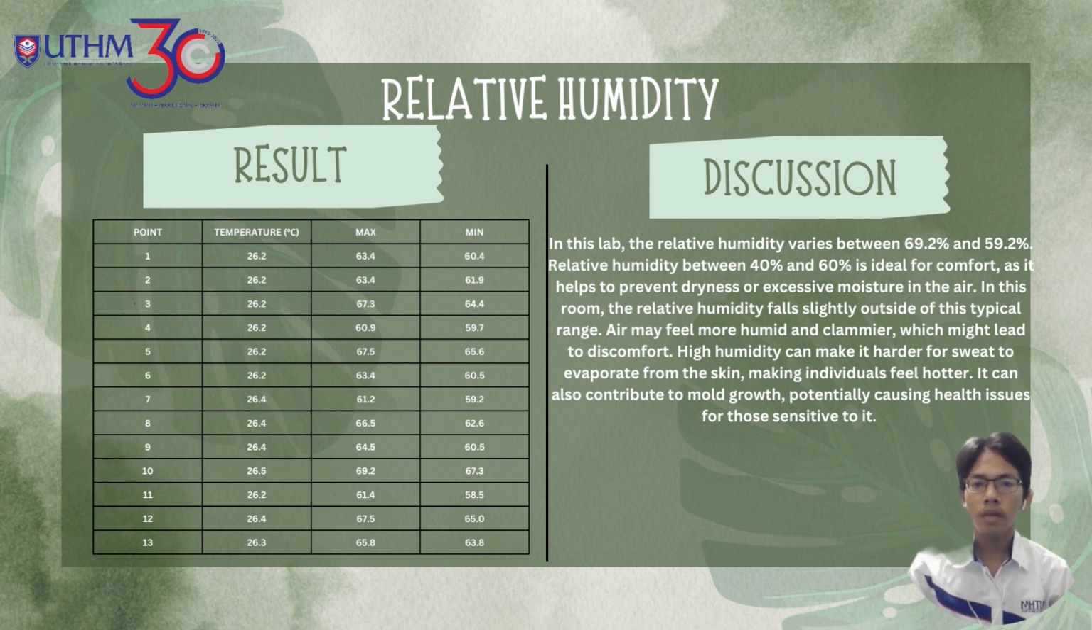Discussion for result in relative humidity. In this lab, the relative humidity varies between 69.2% and 59.2%. Relative humidity between 40% and 60% is ideal for comfort, as it helps to prevent dryness or excessive moisture in the air. In this room, the relative humidity falls slightly outside of this typical range.